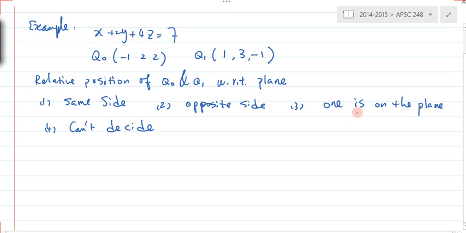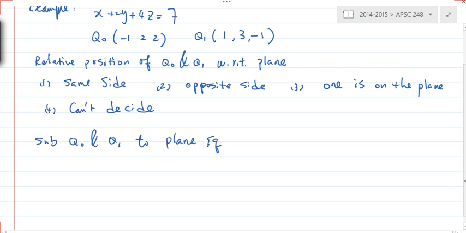The easiest one maybe is if one is on the plane. How do we know whether a point is on the plane or not? Exactly. No matter what we do, the first step is to substitute Q0 or Q1 into this plane equation. Let's just see what happens. We substitute only into the left side, though.